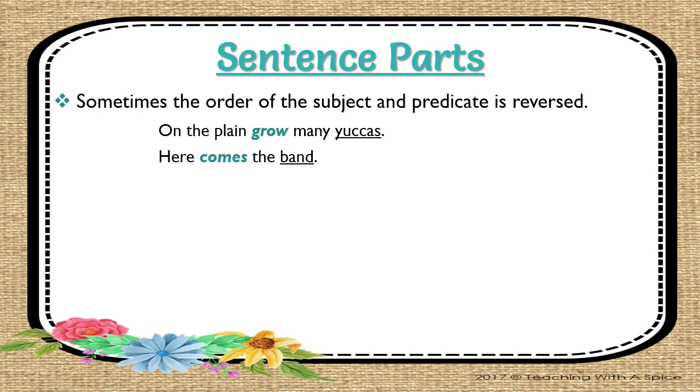Also, plain is part of a prepositional phrase, which we'll talk more about, but you can never have a subject in your prepositional phrase. Here comes the band. Very often when you have that word here, or even the word there, you end up with a reversed order of your subject and predicate. Here comes the band. Comes is your action. Well, what is coming? Is it here? No, here's not coming. The band is coming.